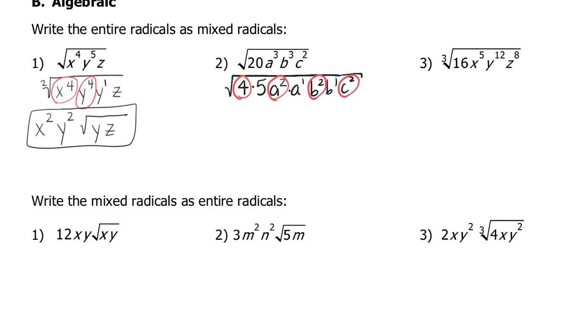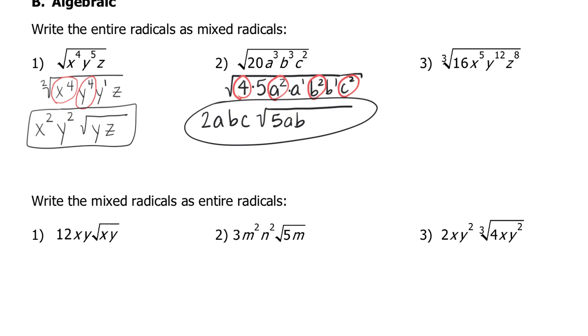So the square root of 4 is 2. The square root of a squared is a. The square root of b squared is b. The square root of c squared is c. And I'm going to leave the other things trapped inside of there. I will have 5ab.